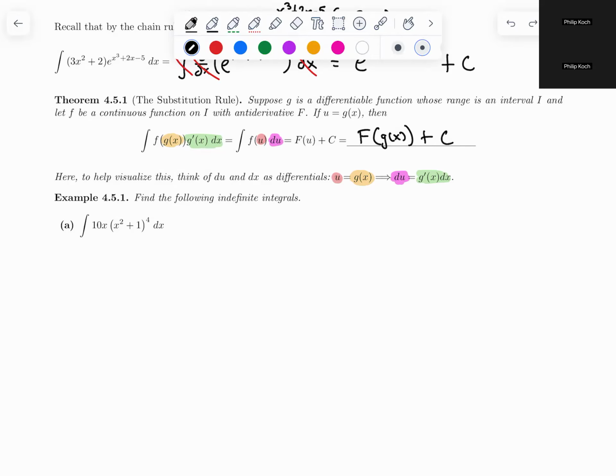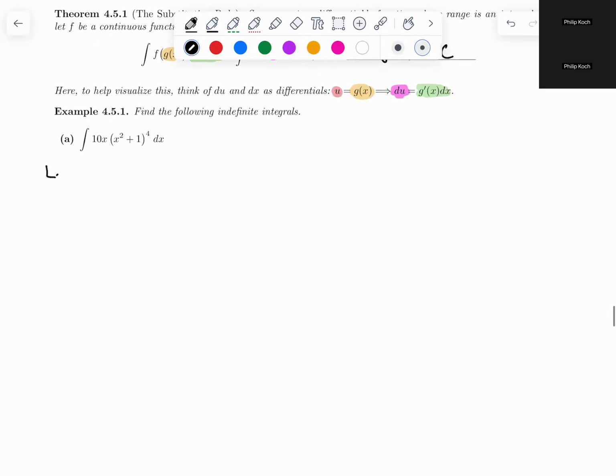So what we're going to do is let u equal x squared plus 1. We're going to basically create our new function u. u is a function of x, which we can do. That's totally allowed.